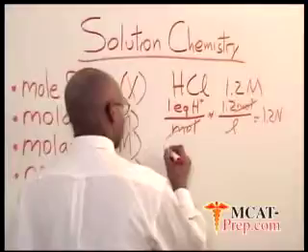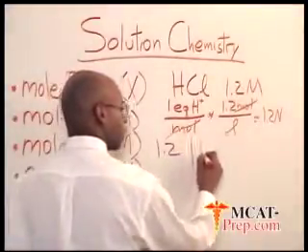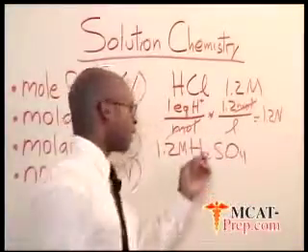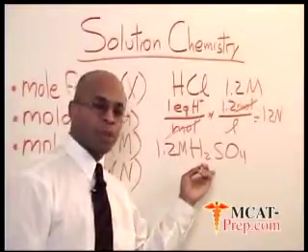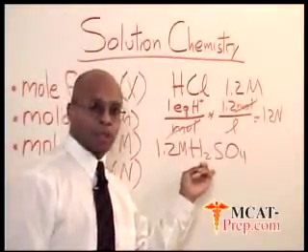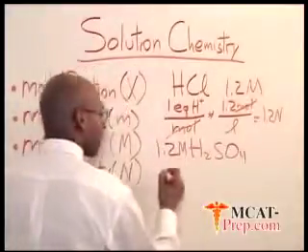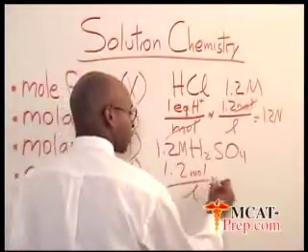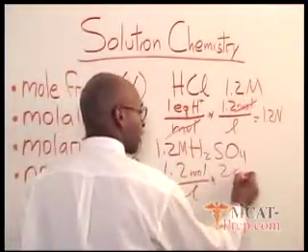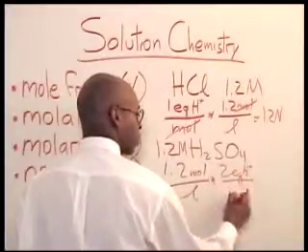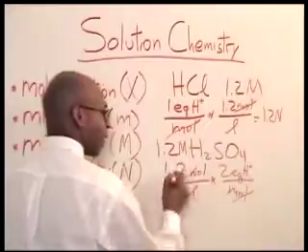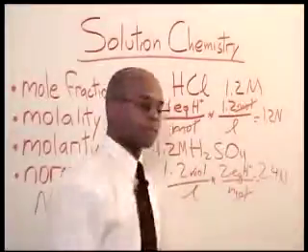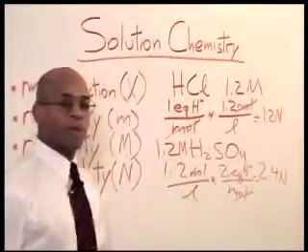So what happens if we have 1.2 molar H2SO4? Well, now we know we have two dissociable acid components or equivalents, and therefore we can have 1.2 moles per liter times 2 equivalents of acid per mole. The moles cancel, and we end up getting 2.4 normal. So here we look at a couple of examples of acid.